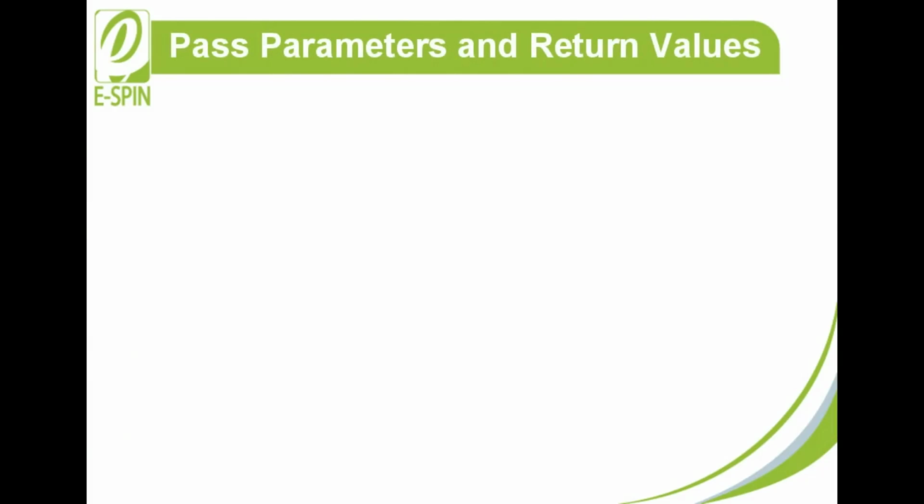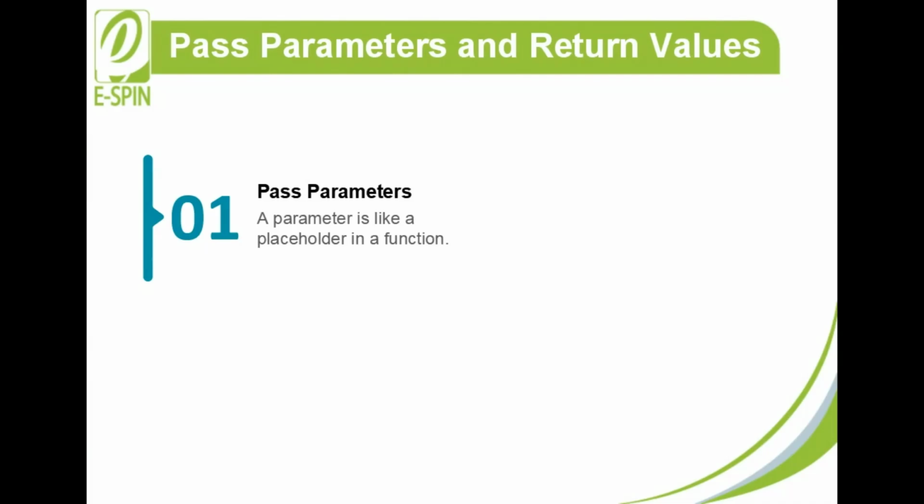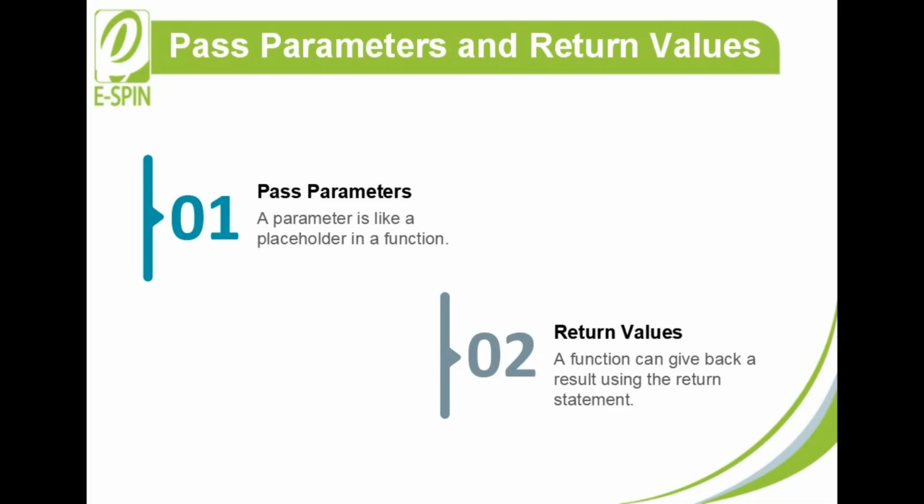Pass parameters and return values. 1. Pass parameters. A parameter is like a placeholder in a function. When you call the function, you fill in the placeholder with real data. 2. Return values. A function can give back a result using the return statement.